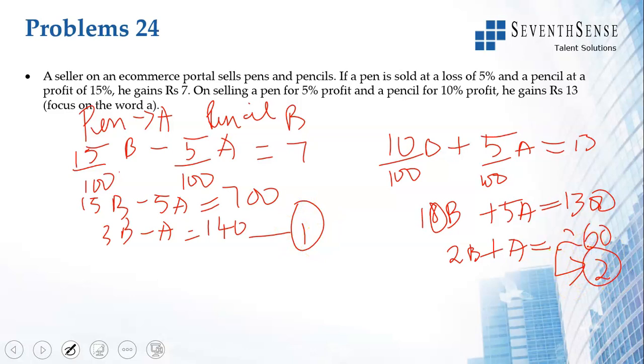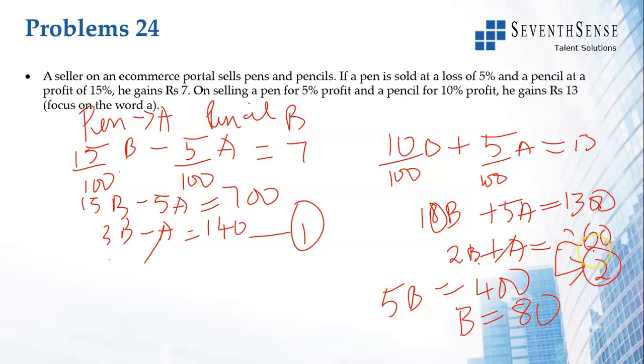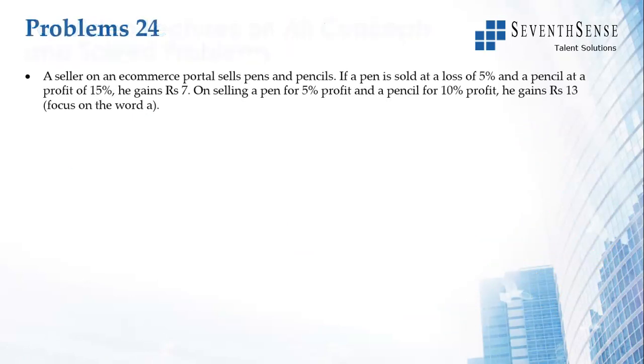Add these two, A would go away. When you add these two, 3B minus A and 2B plus A get cancelled. 5B equals 140 plus 260 equals 400. B is equal to 80.